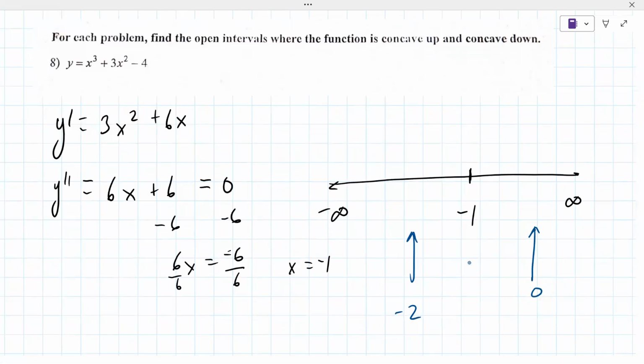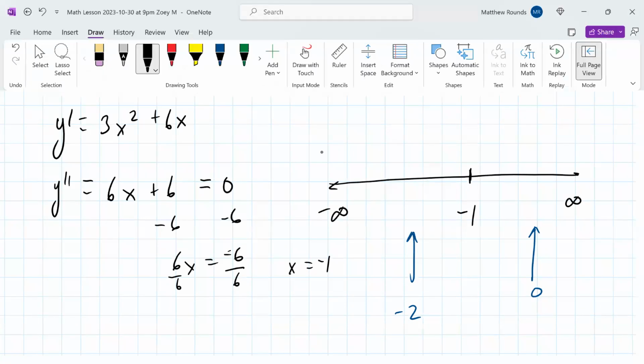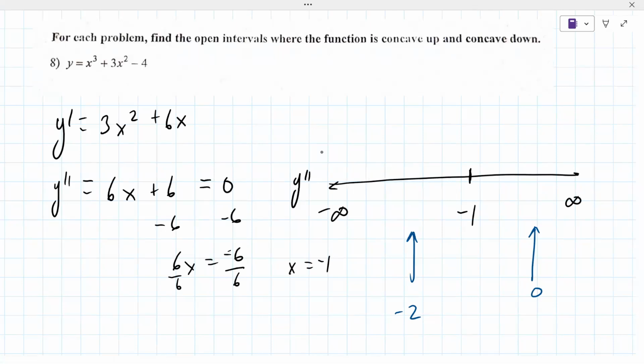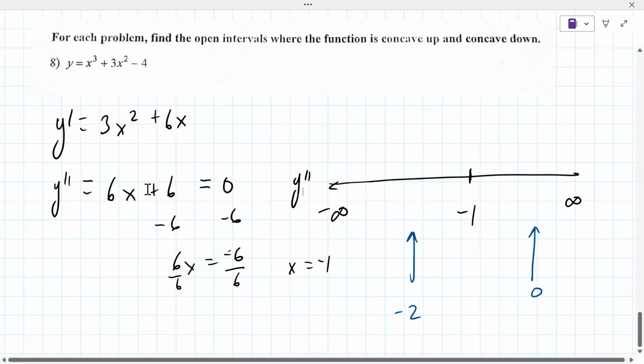Do you remember where you're testing these from class? Maybe that was talked about. No, it's not that I remember now. Okay, so you're testing them in the second derivative. Oh, that's right. Sorry. And I've labeled it here. I actually like to label it. I don't know if that's what you guys are doing, but I think that really helps.